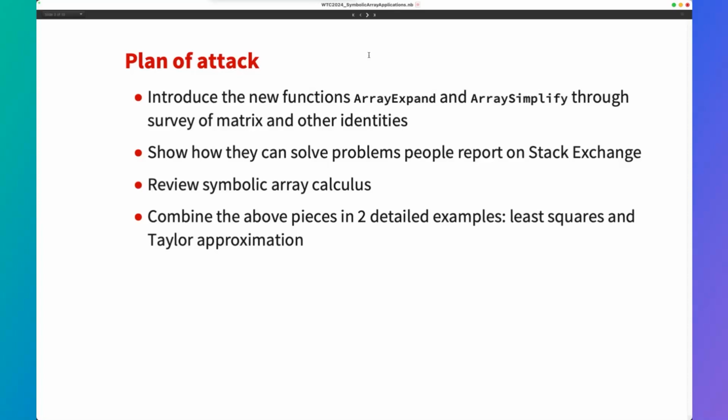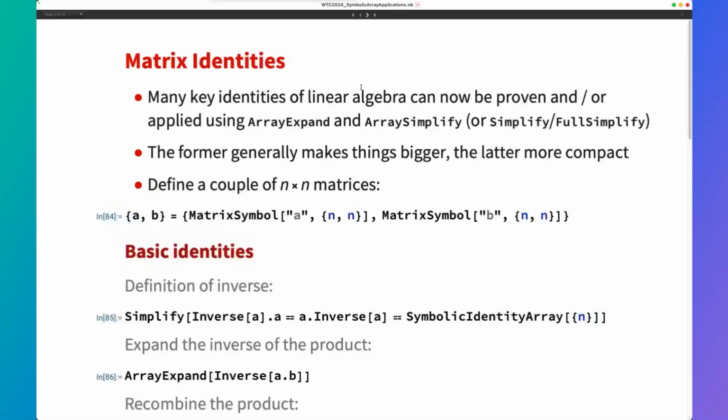least squares and Taylor approximation. And you might think, Taylor approximation, why does that need a detailed example? Which is exactly what I thought until I started writing this talk, and then I was like, there's a lot here. It's worth taking this step by step. So let's dive right into it.